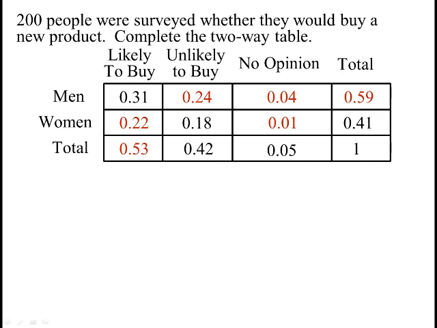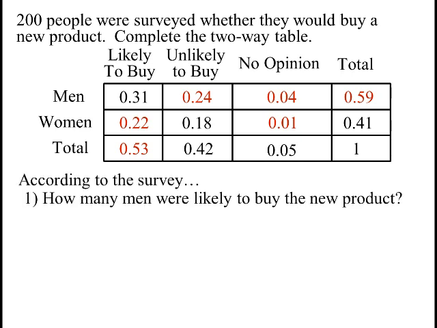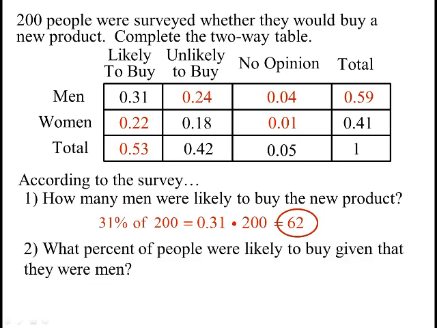So good. Now let's see if we can answer a few questions here. How many men were likely to buy the new product? How many men? Well, we know the percentage of men is 0.31, and there were 200 people surveyed. So we're going to have to use that piece of information. So we need 31% of 200. Works out to be 62 men. Now, if they said what percent of men, that'd be 31%. But how many is a different question.